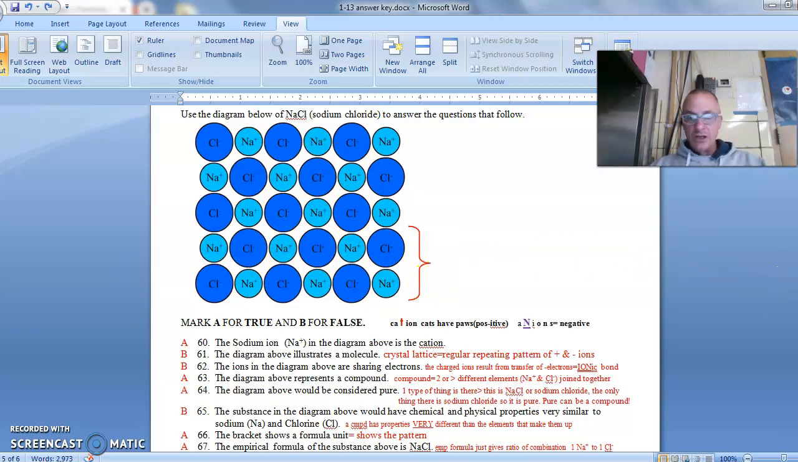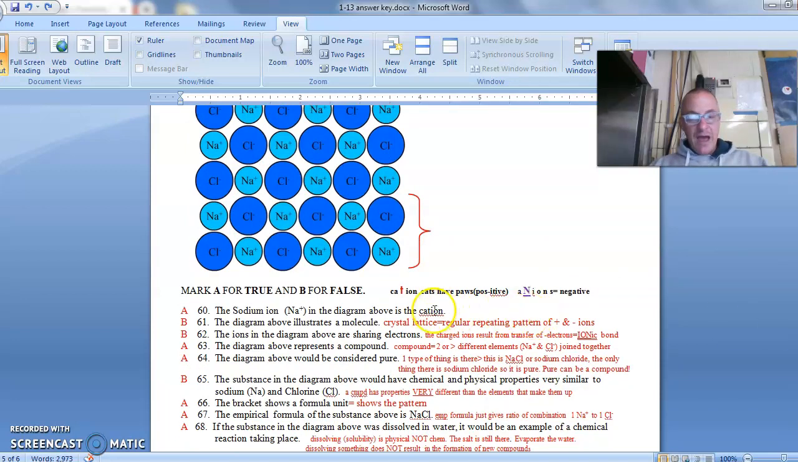All right, let's take a look now. Sodium's the cation. There's a positive sign in the middle of cation. A T looks like a positive sign. That's true. 61. The diagram's a molecule? No. A molecule, they would be able to break off and move around on their own. With the crystal lattice, where one goes, they all go. This is not a molecule. This is a crystal lattice, which is a regularly repeating pattern of positives and negatives.